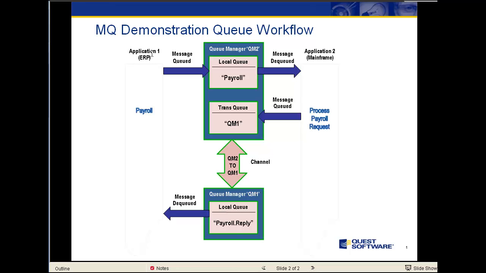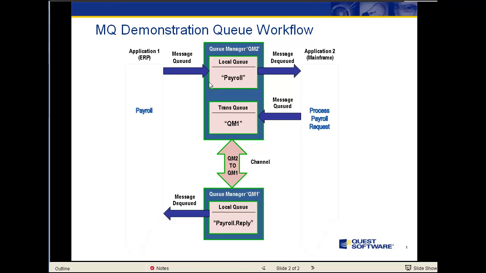This scenario is based on an ERP application that is utilizing a queuing infrastructure to send messages to a mainframe application for processing. For today, we will be focusing on the WebSphere MQ monitoring from the ERP perspective. The blue arrows indicate message flow across the infrastructure, and the shapes with green borders reference WebSphere MQ objects.